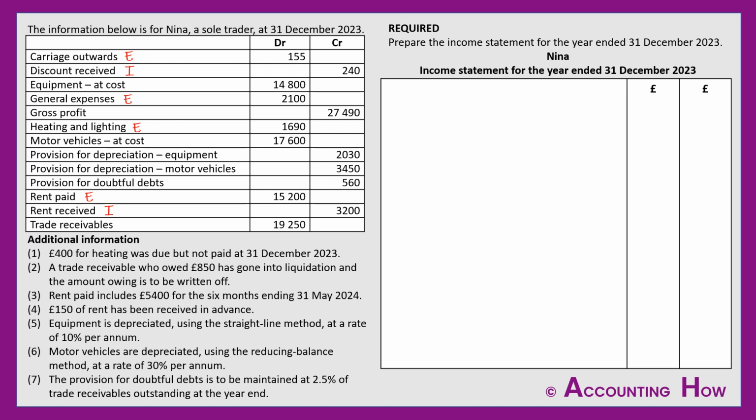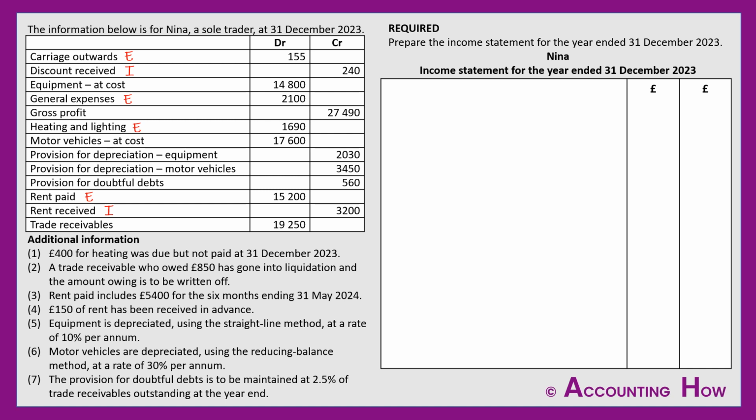Additional information. Have a little look down these, and see how we're going to deal with them. Item 1 says £400 for heating was due but not paid at the 31st December 23. This is what's known as an accrual. She's got an expense that is outstanding, an expense that is owing. She hasn't paid for it. She's had the benefit of the heating during the year ended 31st December 23, but she hasn't yet paid this £400 for the heating. But it does relate to this year because she's used the heating this year.